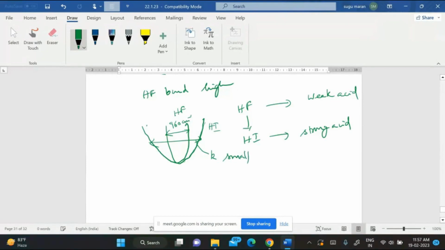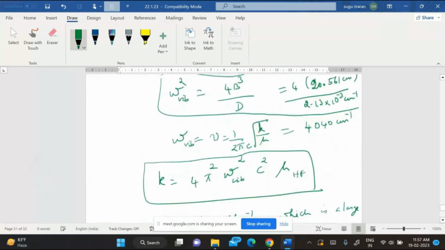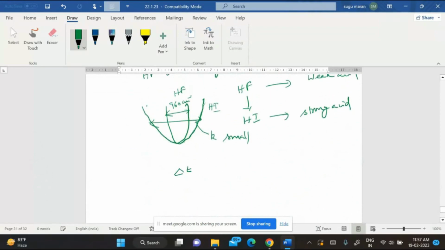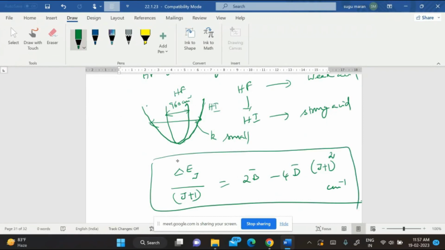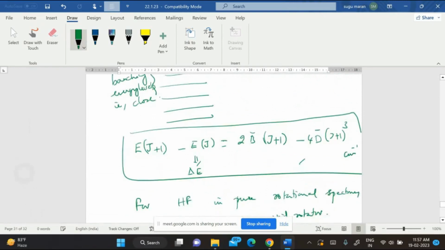So this is the connection between the rotational constant and all this. So I can find out my delta E, these are the equations I have to remember. Delta E_J, J plus 1, is equal to 2B bar minus 4D bar into (J plus 1) cubed, which is in centimeter inverse. This is the first equation, and this is another equation. These two are general equations for the difference between the rotation lines.